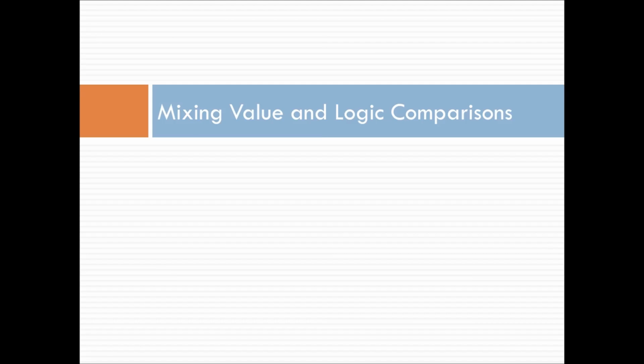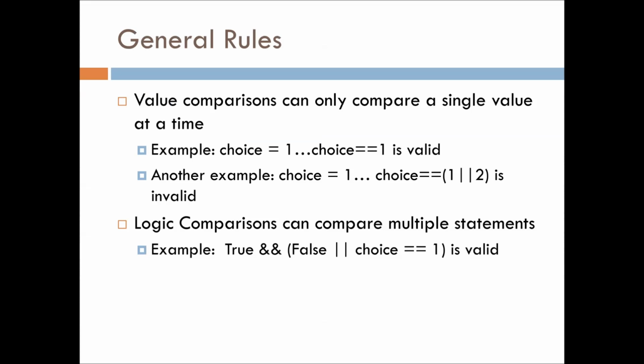Alright, let's look at mixing value and logic comparisons. Just general rules before we dig into it. Value comparisons can only compare a single value at a time. For example, let's look at our choice again. Choice is 1, and then you compare it to 1, it's valid. But an invalid example is if you had choice equal to 1 and then you were checking to see if it's 1 or 2. That's the incorrect way to write it. That's a big no-no.